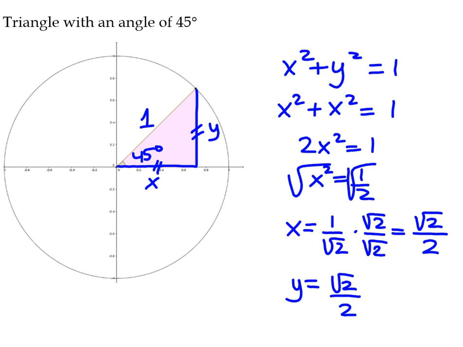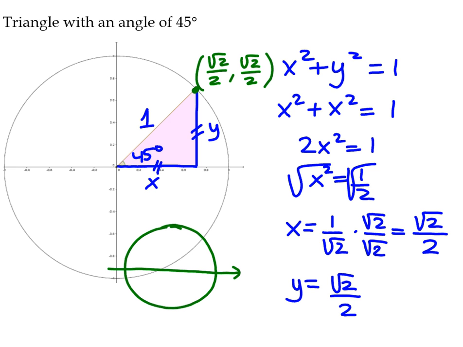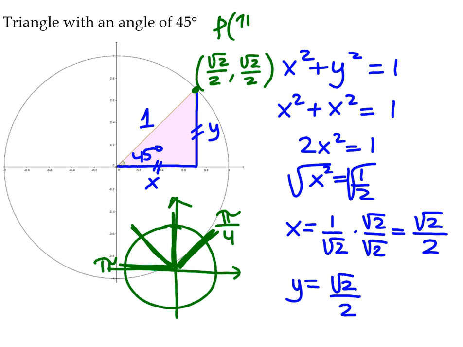So you can come back in your circle here and say that the coordinate here is square root of 2 over 2, square root of 2 over 2. And that's for the point that's at 45 degrees. Now 45 degrees, if you remember your circle, 45 is here in the middle. How many 45s are there in your pi? This is pi, so there's 4 of them, so this is pi over 4. So you could say that the point at pi over 4 is equal to this.